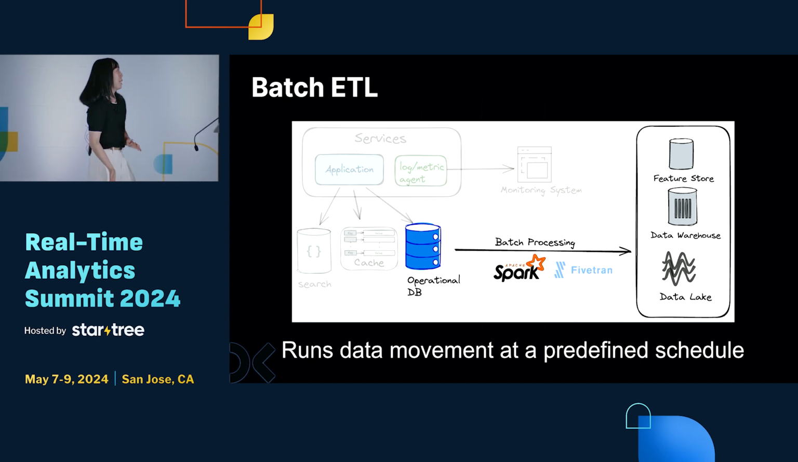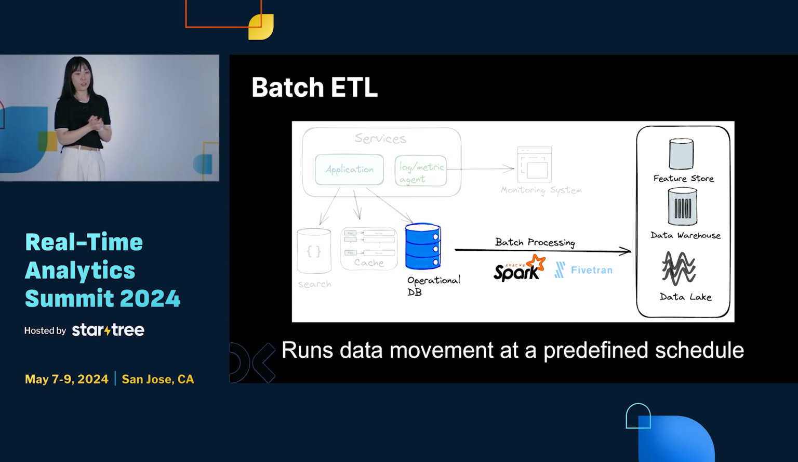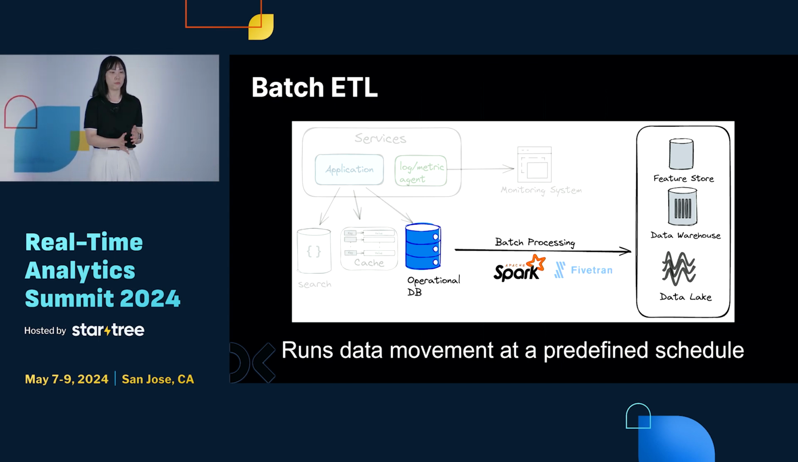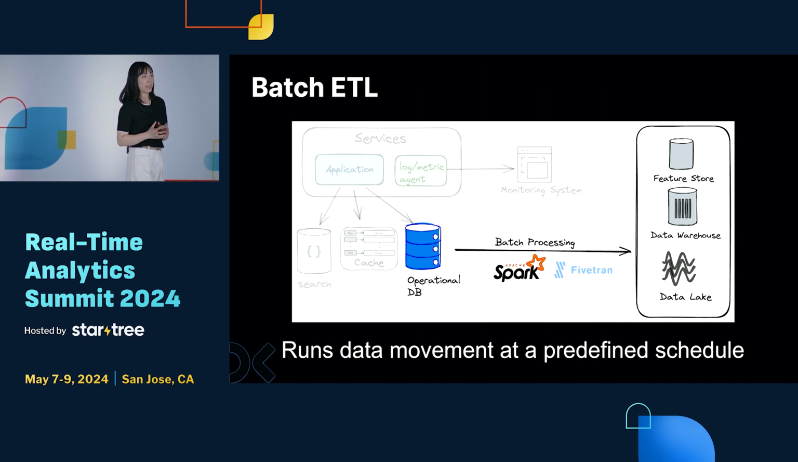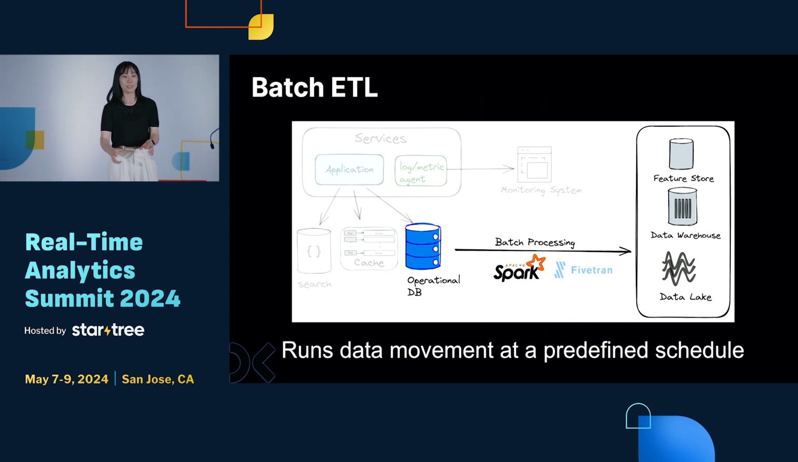Just to show you where batch ETL is, that's usually data movement from the operational data systems to analytical data systems. Spark is the most popular one there. You can also apply transformations while the data movement happens. The main thing about batch is that it runs data movement on a predefined schedule.